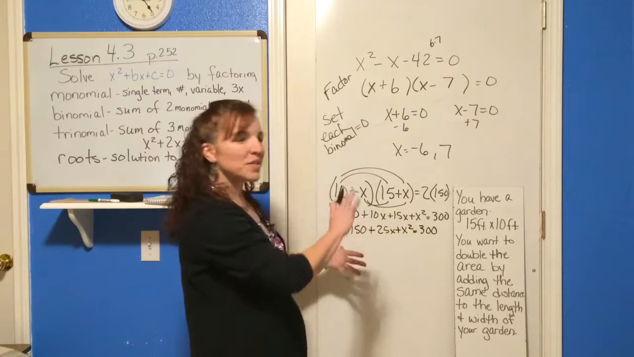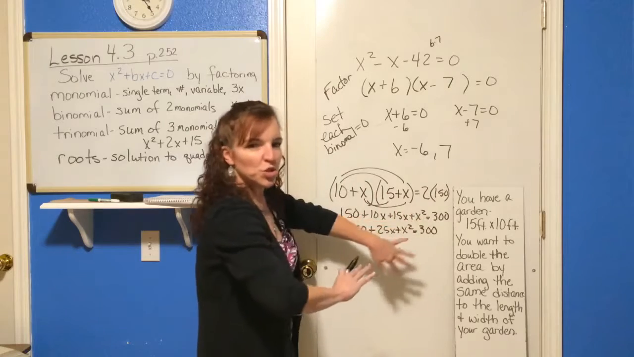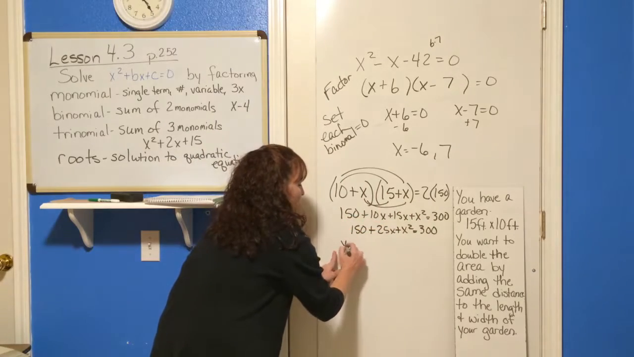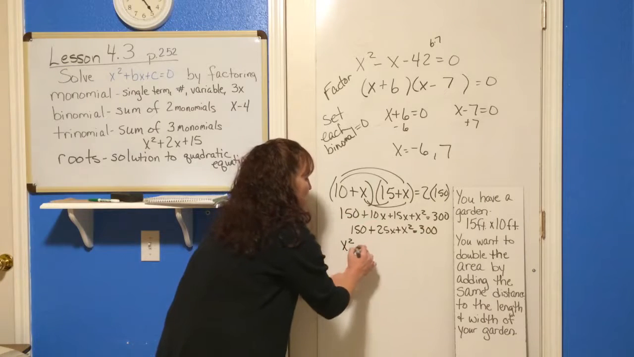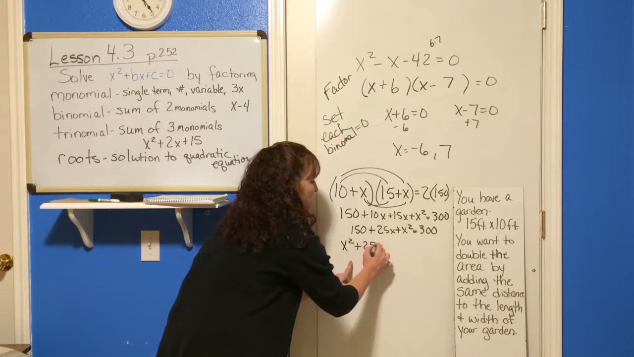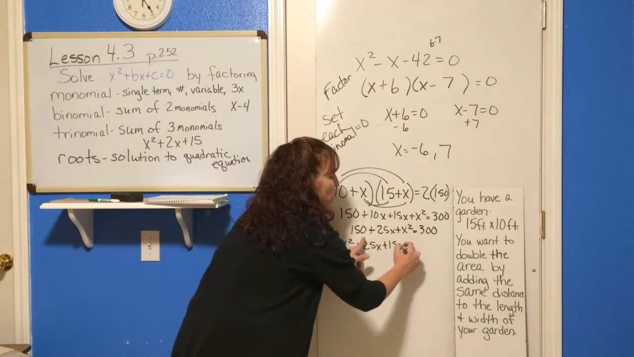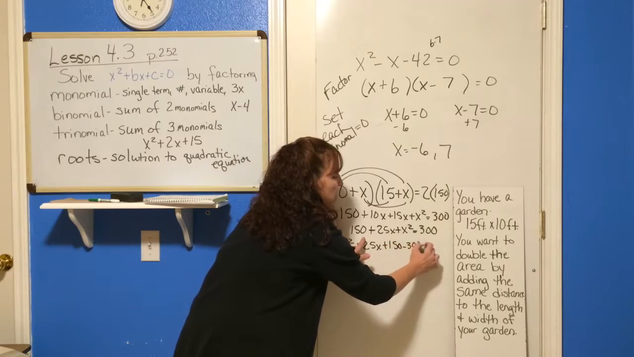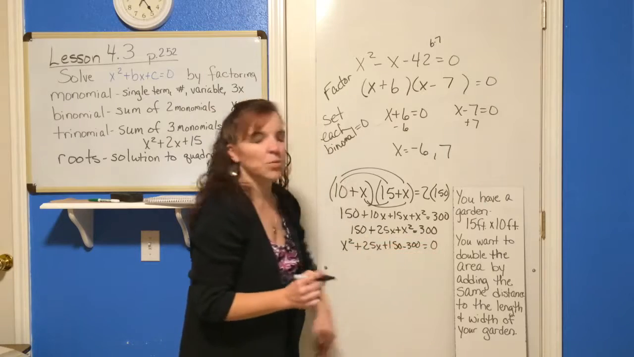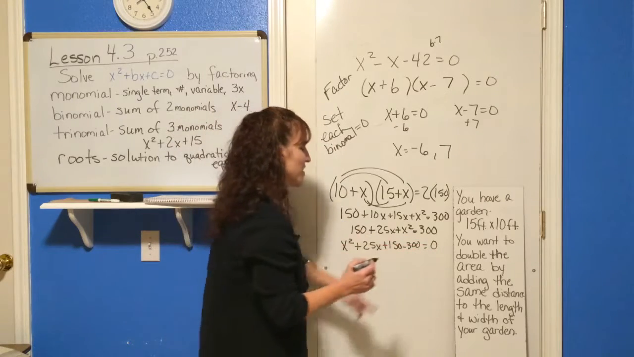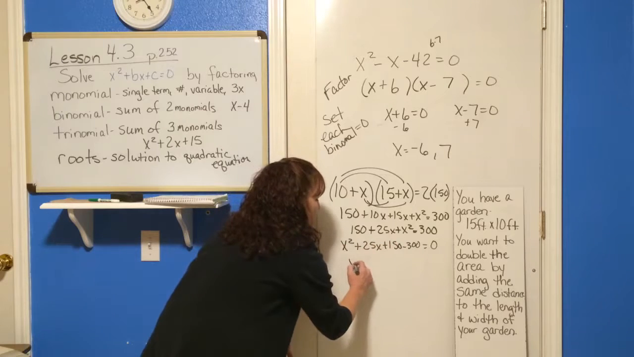What I'm going to do is manipulate the numbers and switch it around to put it in the right order. The x squared is still positive, x squared, and I'm going to move the 25x next. Then I'm going to add 150, and then subtract 300 from both sides so that I end up with 0, which is what I want. When I subtract that, I end up with a negative 150.